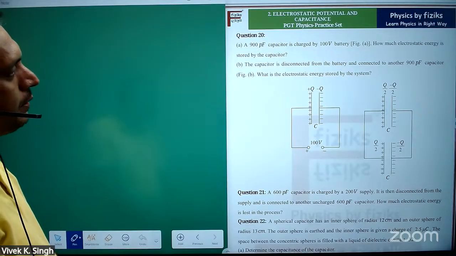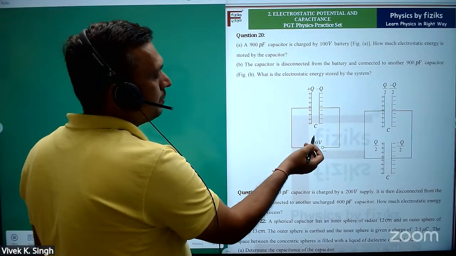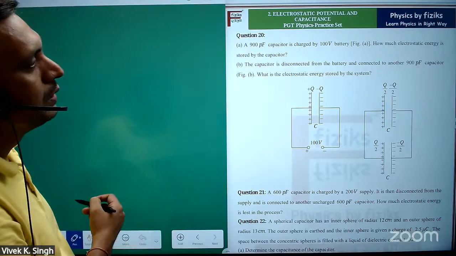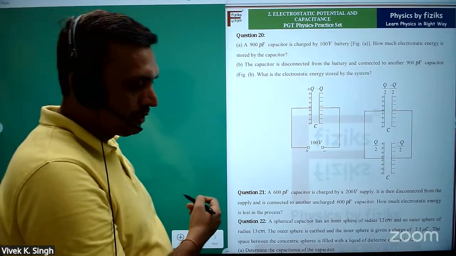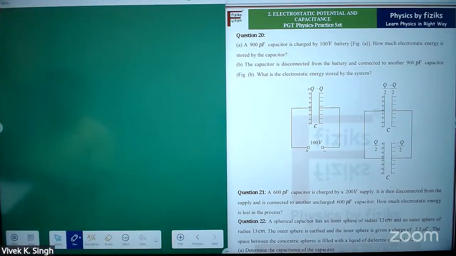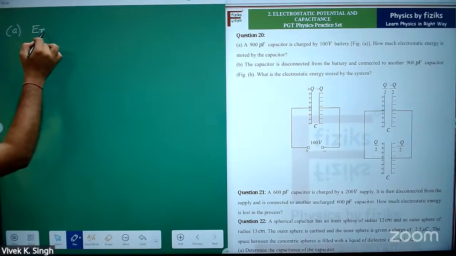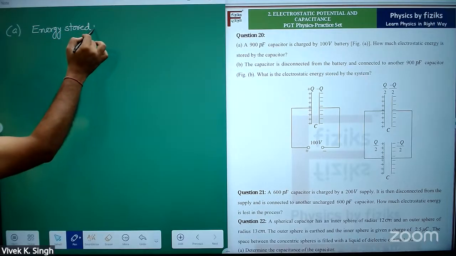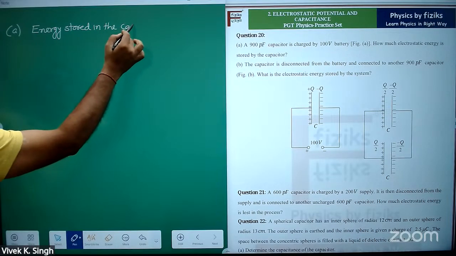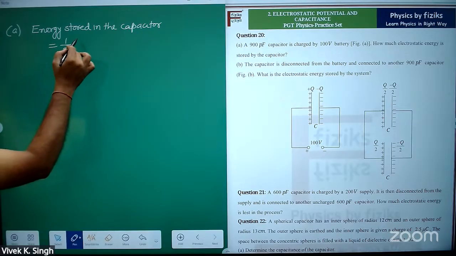A 900 picofarad capacitor, this is given, is charged by a 100-volt battery. How much electrostatic energy is stored by the capacitor? So what is the electrostatic energy stored in the capacitor? This is given by: energy stored in the capacitor is half CV square.